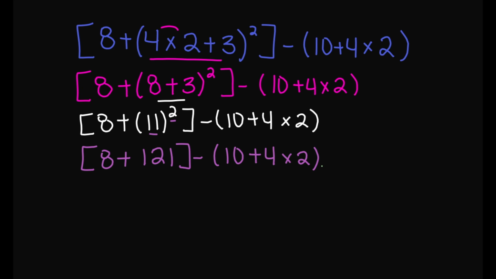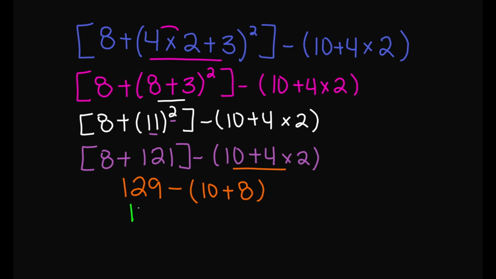And now we're going to go from left to right. So now we have 8 plus 121. On my left side, this is going to be 129 minus, and then I'm going to solve in here. Remember that you do have to multiply before you add. So this is going to be 10 plus 8 because 4 times 2 is 8. I'm going to close my parentheses.